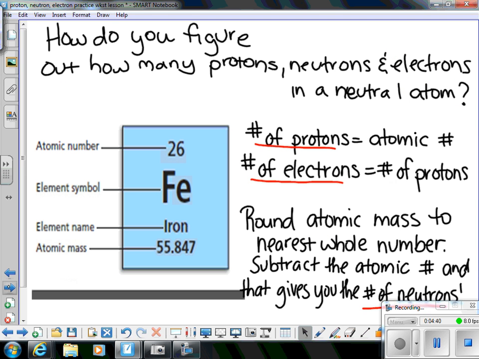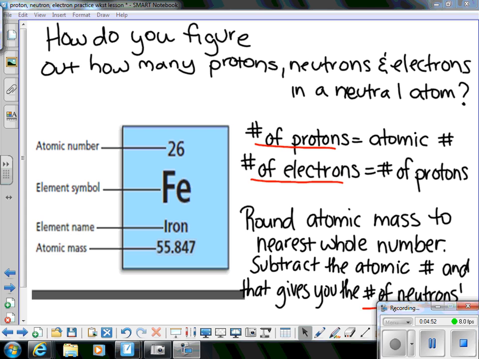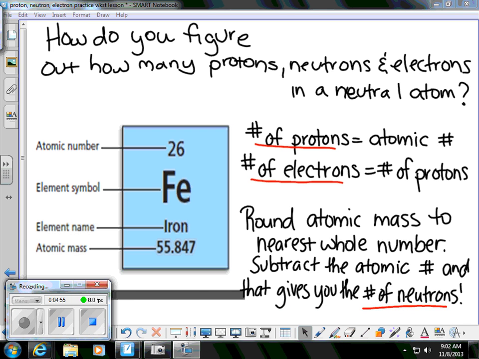All right, so how do you figure out how many protons, neutrons, and electrons are in a neutral atom? We're going to use these periodic table data boxes, okay? And those are going to give us the information that we need in order to figure each one out. So what I want you to do is copy down this question, copy down these three statements and make yourself an iron periodic table data box in your notes, and then we're going to discuss that.